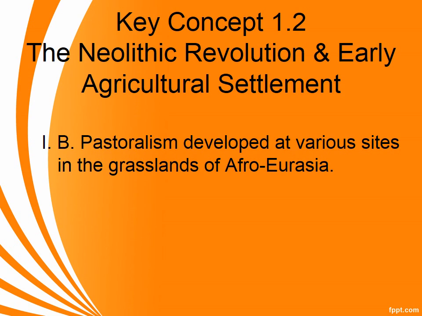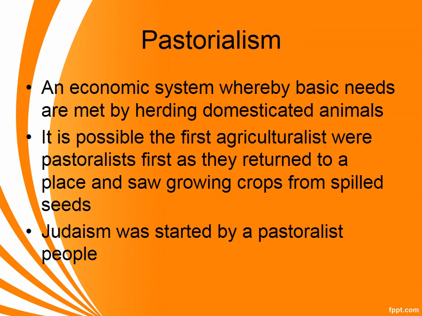Part IB is that pastoralism developed at various sites in the grasslands of Afro-Eurasia. Pastoralism is a different economic system. So our first economic system is hunting and gathering. Any type of economic system is how do we meet our basic needs? How do we get food, water, shelter? Okay? Our first one is hunting and gathering. Our second one is farming, the Neolithic Revolution.